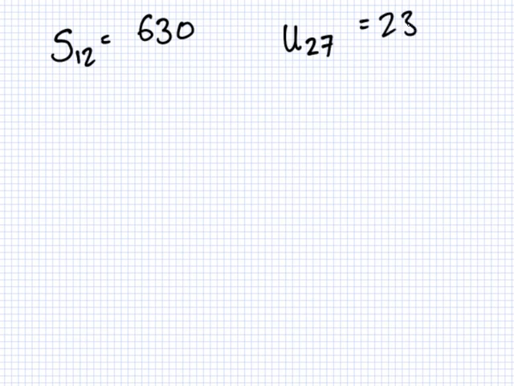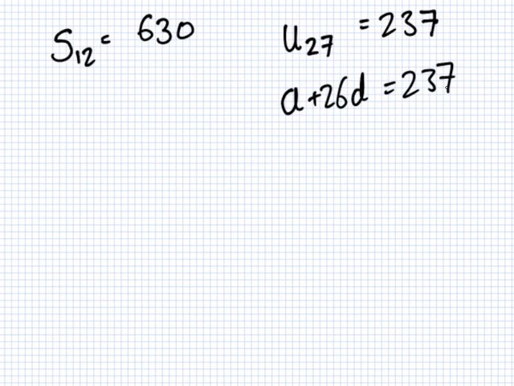Now, just like earlier, it's enough if I tell you 2 sums to get the A and the D. So, for example, suppose I told you the sum of the first 12 numbers is 630. And I'll also tell you that the 27th number, for example, is 237. So by telling you a sum and a term, that's enough to find the A and the D. Just like what you did earlier. So here you can say A plus 26D equals 237.